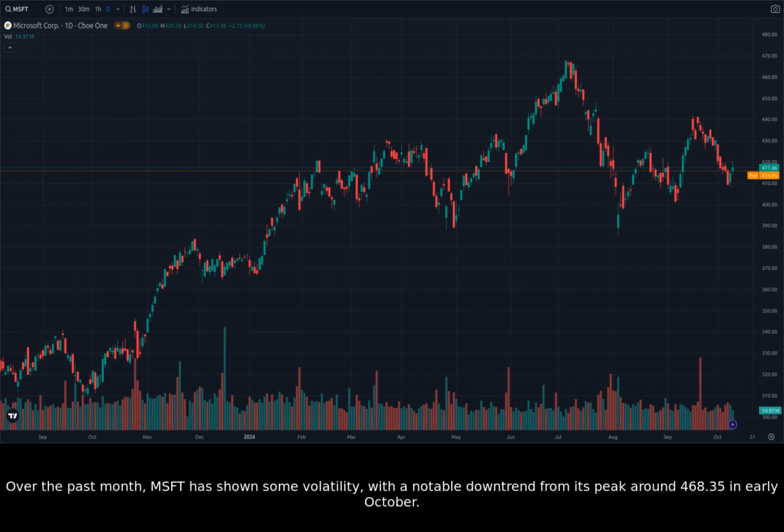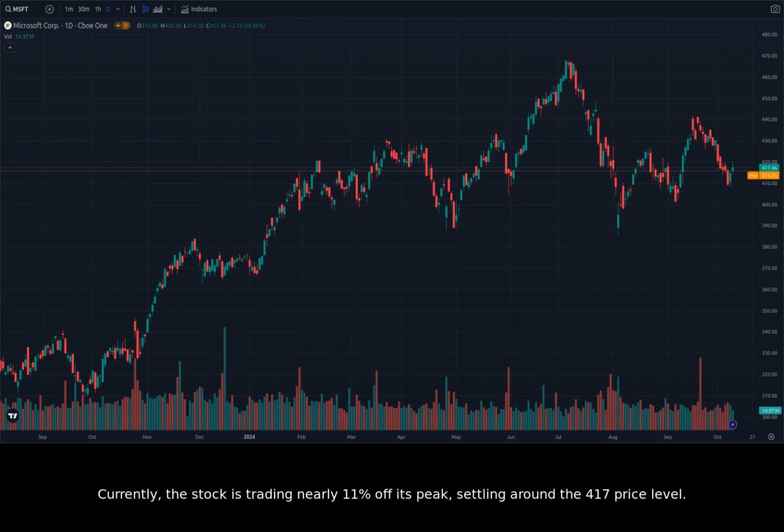Over the past month, Microsoft has shown some volatility, with a notable downtrend from its peak around 468.35 in early October. Currently, the stock is trading nearly 11% off its peak, settling around the 417 price level. This recent decline can be attributed to the negative news surrounding OpenAI. However, the daily chart also reveals some potential support levels.